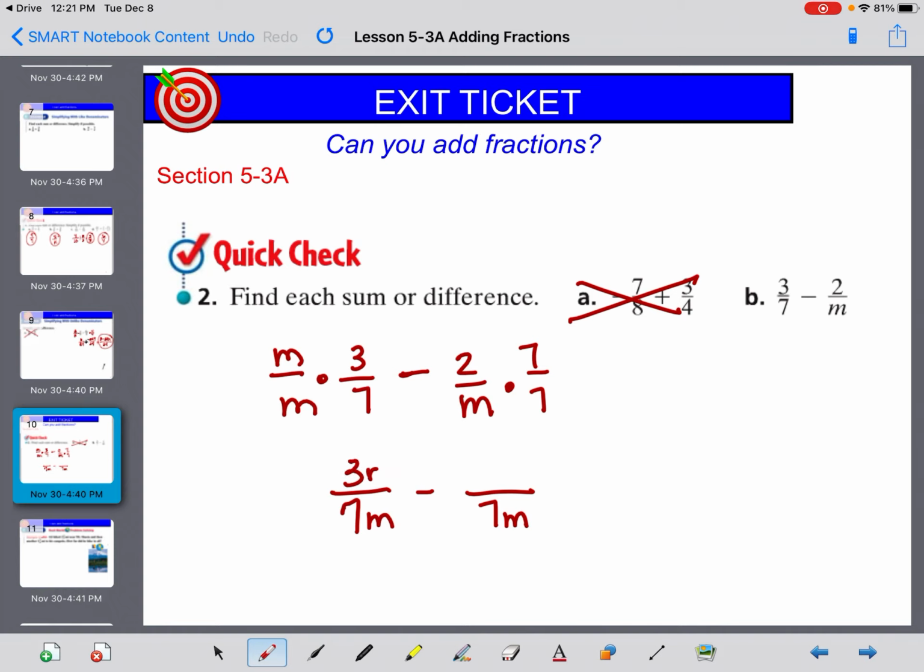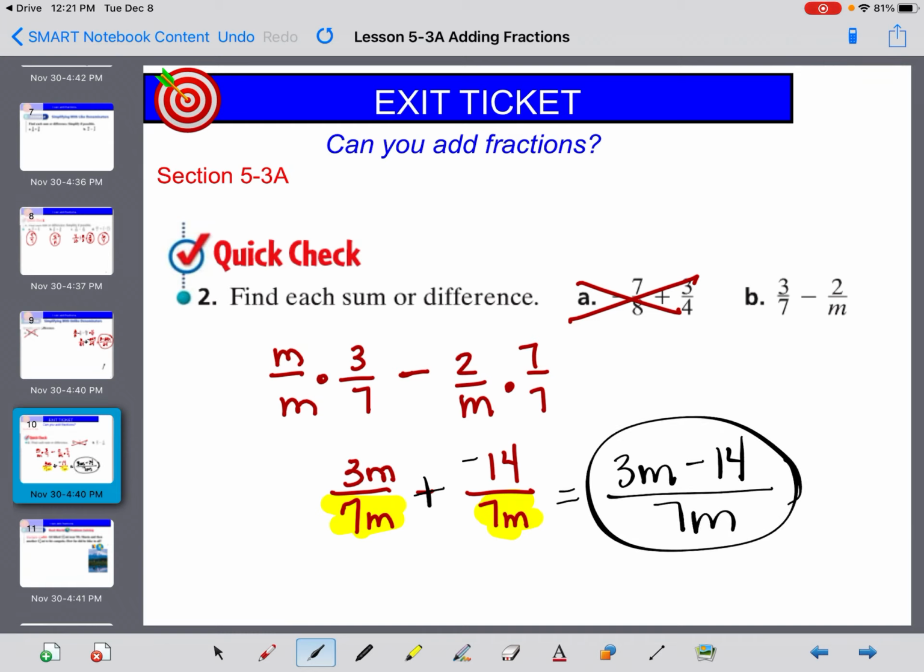3 times m is 3m. 7 times m is 7m. The second fraction is 14 over 7m. Do you see that I have a common denominator now? Also note that subtraction is the same as adding the opposite. 3m minus 14 all over 7m. Leave that as an expression because you cannot combine 3m and 14. They are not like terms.